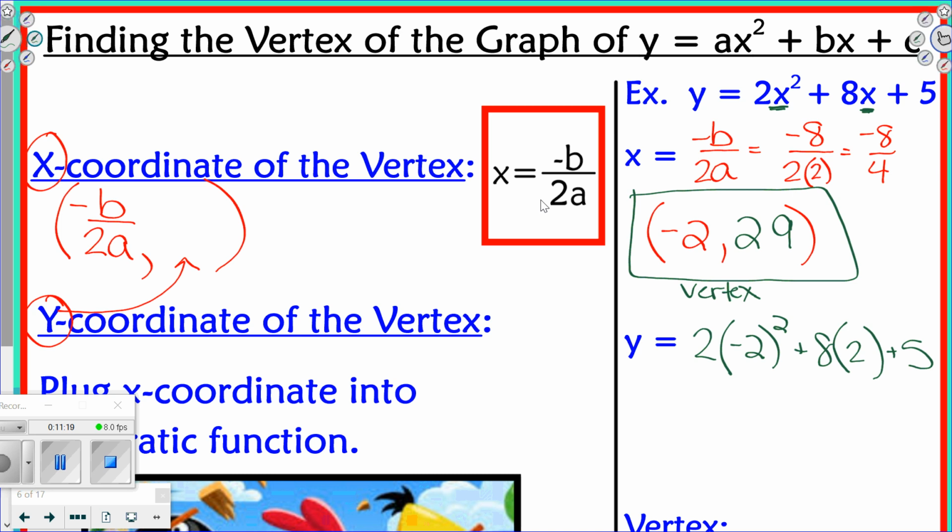Now that one probably wouldn't be so fun to graph because most graphs that we're looking at by hand don't usually go that far. So the ones I'm going to give you to graph by hand, I'll try my best to keep that vertex on there.